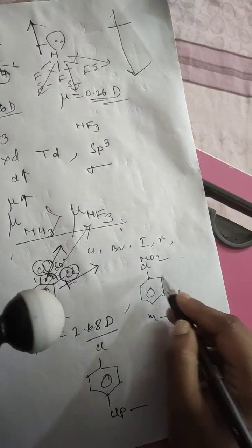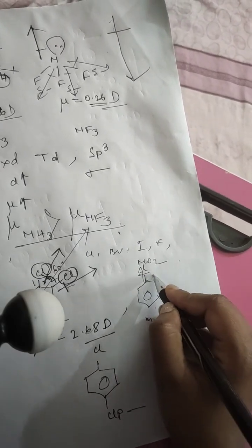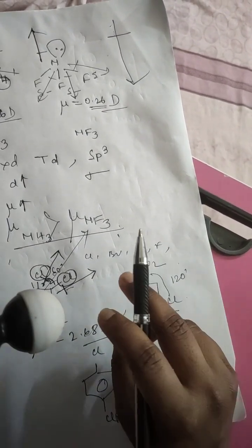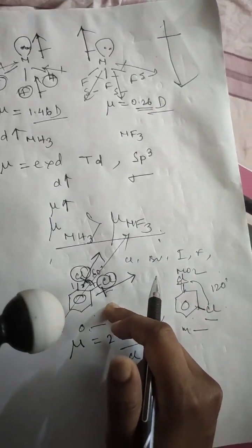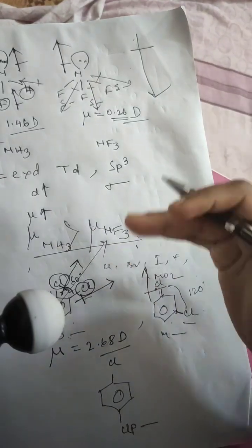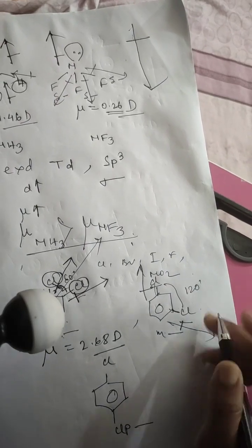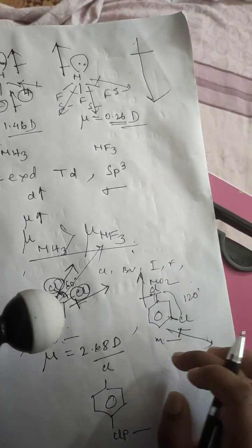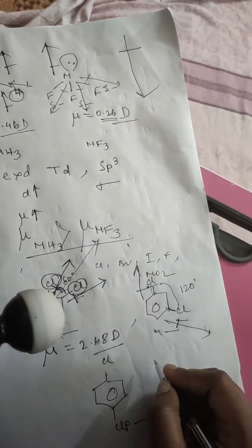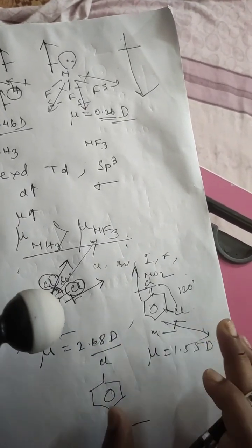Now in the meta compound, the two chloro groups are placed in the 1 and 3 positions, and the bond angle is 120 degrees, so the distance between the two electronegative chlorines is greater compared to the ortho isomer. So one mu value goes in the upward direction, and the other chlorine's dipole moment vector goes in this direction. So some of the mu value cancels out, so its mu value is 1.55 D. These values are approximate.